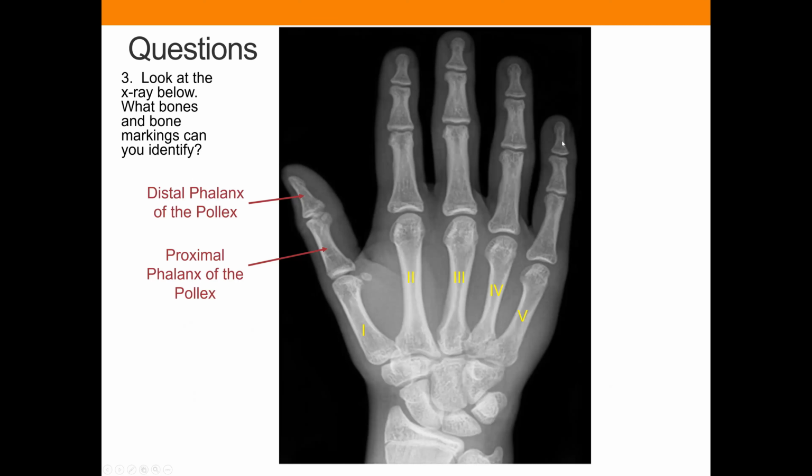So if we look at your other 4 fingers, they will all have proximal phalanges. Those are the ones I've shaded in red. They will all have middle phalanges, shaded in green. And they will all have distal phalanges, shaded in yellow. So there are 14 total phalanges, or finger bones, in each hand.